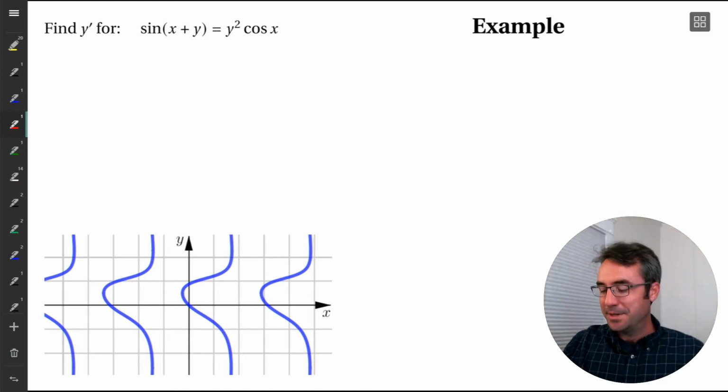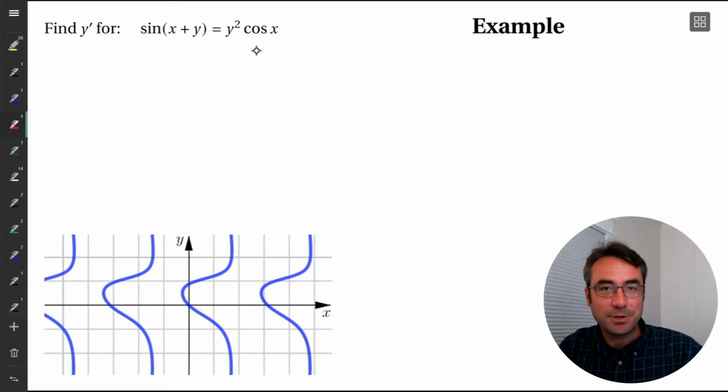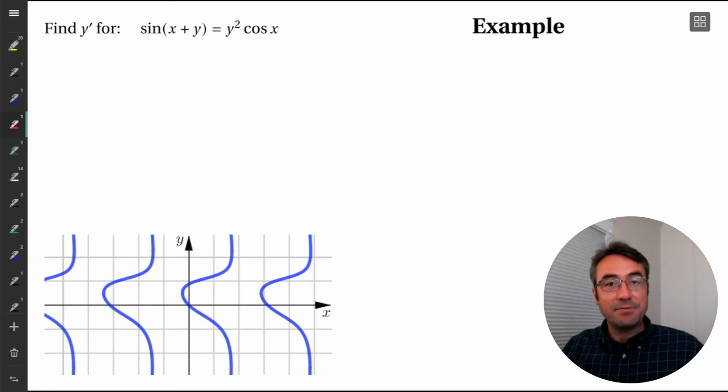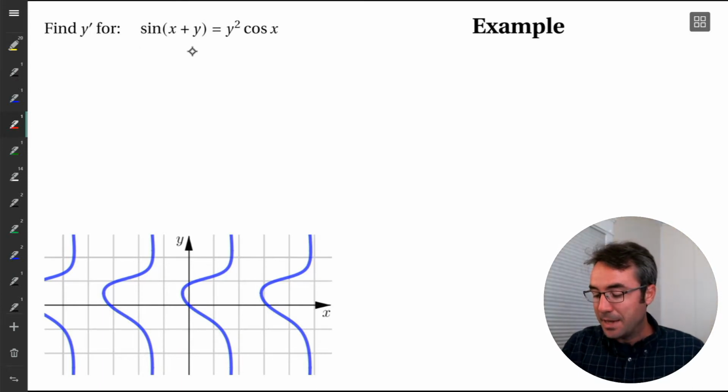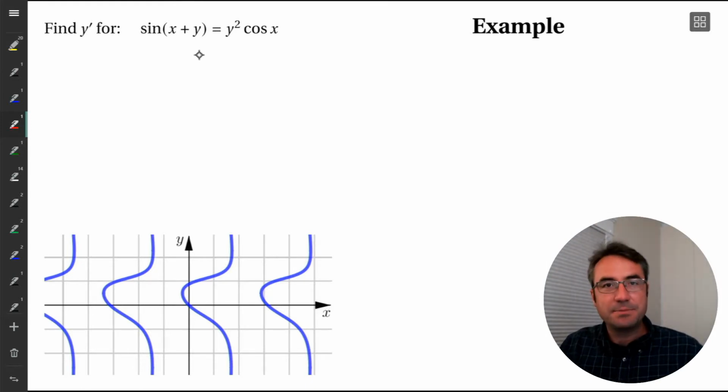Let's try another one. Here we have the equation sine of x plus y is equal to y squared times cosine x. And we're going to calculate the derivative y prime. So that means we're viewing y as a function of x. And in this equation, all of the variables, all the x's and y's are kind of mixed together. So really y here is being defined implicitly as a function of x.